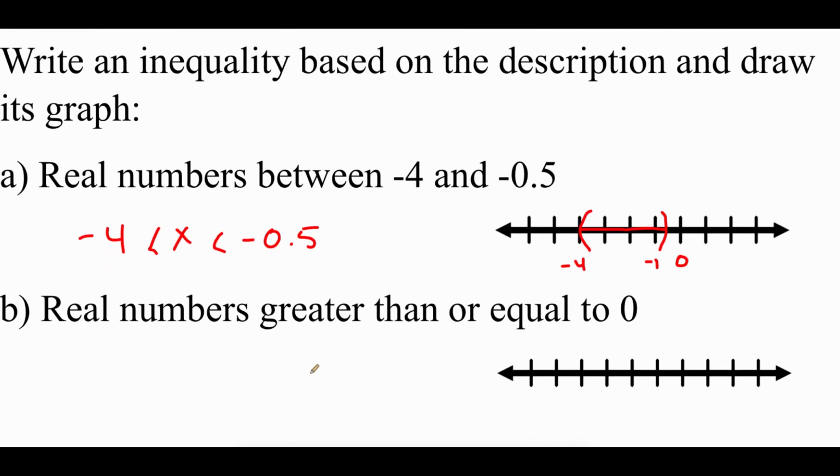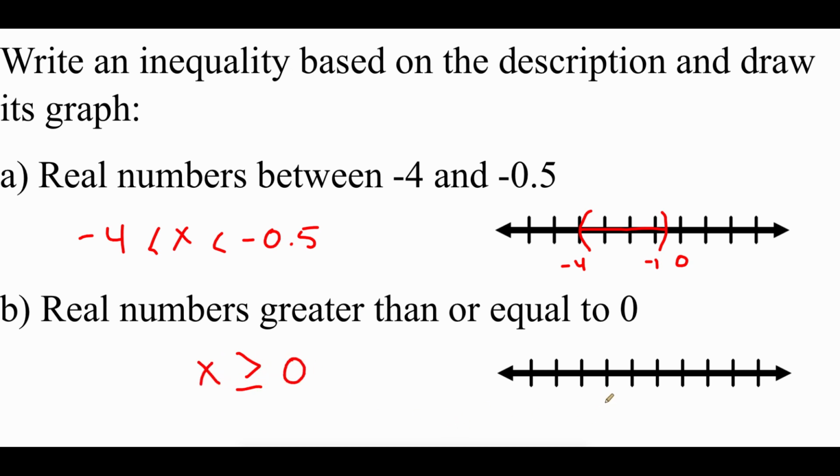Now in our second inequality, it says that we want all of the real numbers that are greater than or equal to 0. So here we've got one end value. Now in this one, it does say greater than or equal to. So I'm going to use that symbol. Okay, we want x values that are greater than or equal to 0.